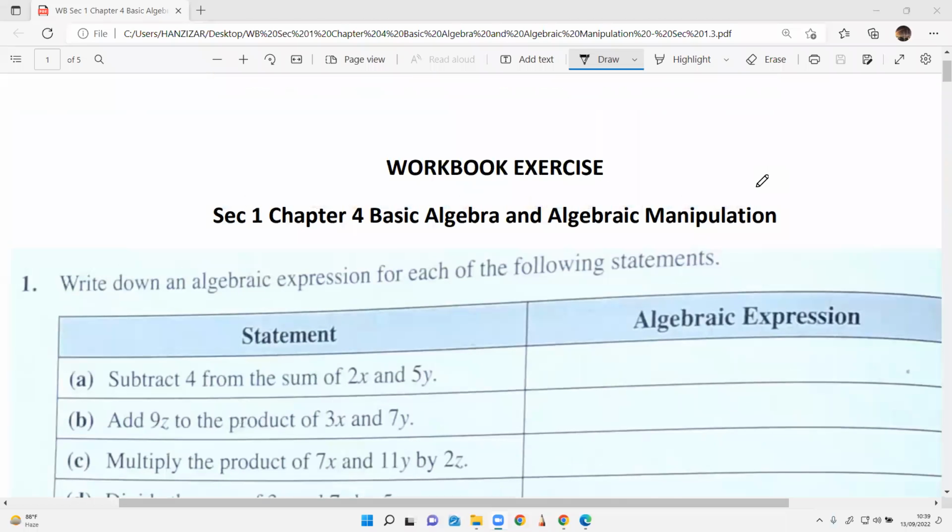So let's start our workbook exercise explanation on chapter 4 of basic algebra and algebraic manipulation.